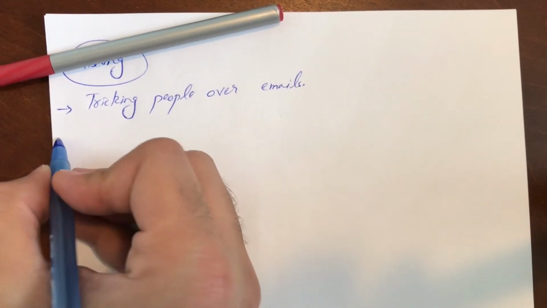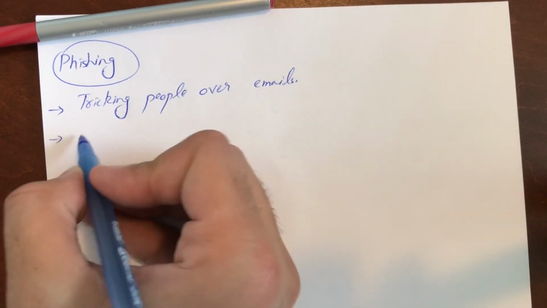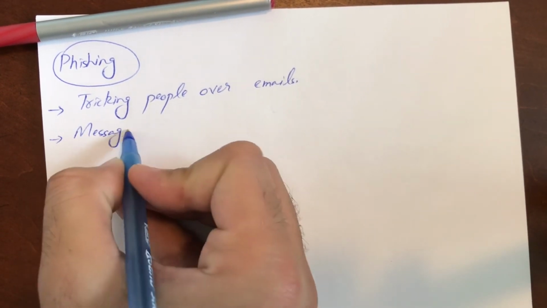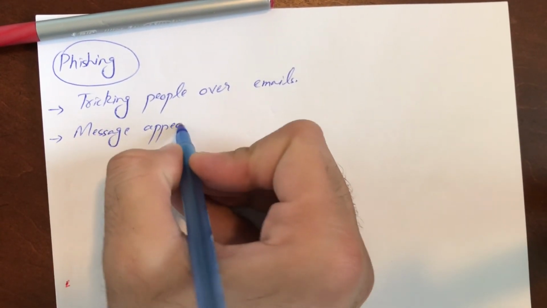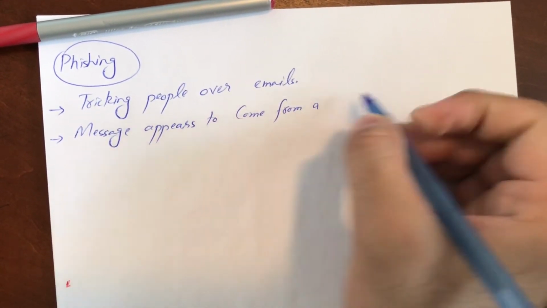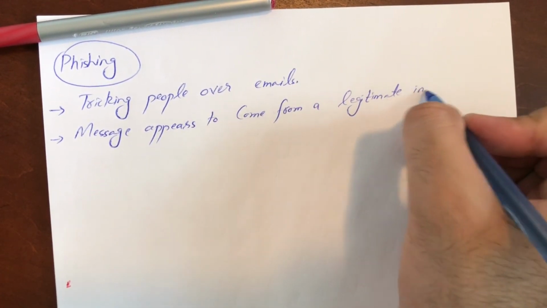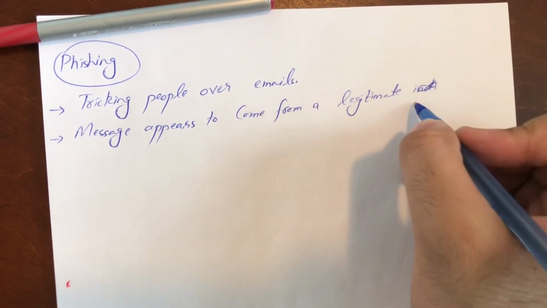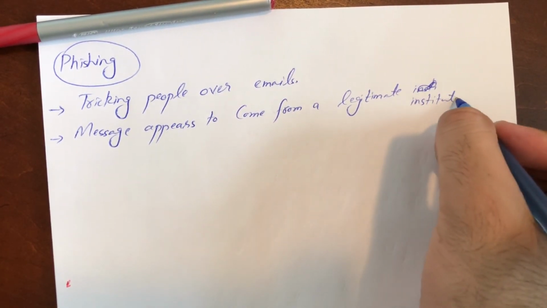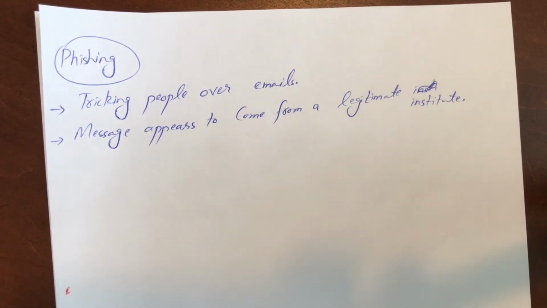And what do phishing emails look like? The message appears to come from a legitimate institute and claims they want you to do some activities so they can actually get your classified information or some confidential data.